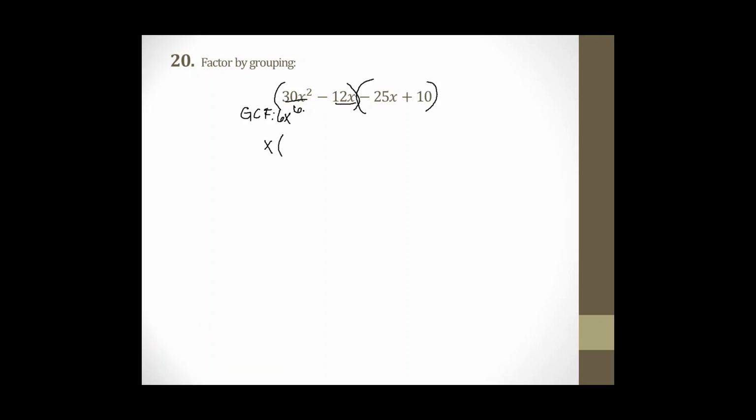So we divide both terms by 6x. We're going to write it here. And then 30x squared divided by 6x will give me 5x. And then negative 12x divided by 6x will give me negative 2. And you see how we do not have a common factor between 5x and 2 other than 1. So that's how we know we factored out the greatest common factor from the beginning. So now on my second binomial, what's my GCF here between 25x and 10? Can anyone tell me what that would be?